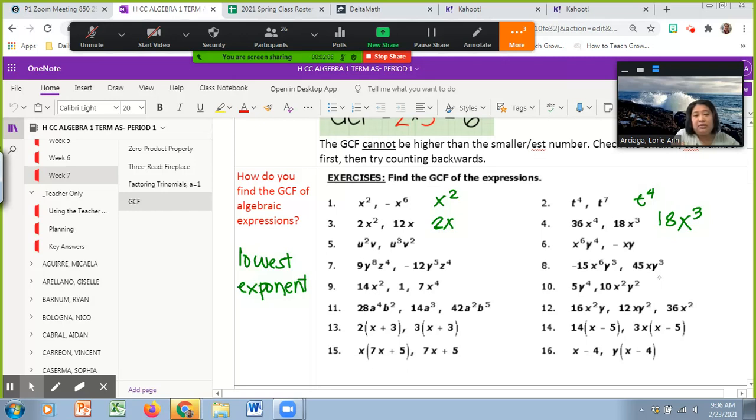And type in the chat whether you're sure or not, because it keeps us going.